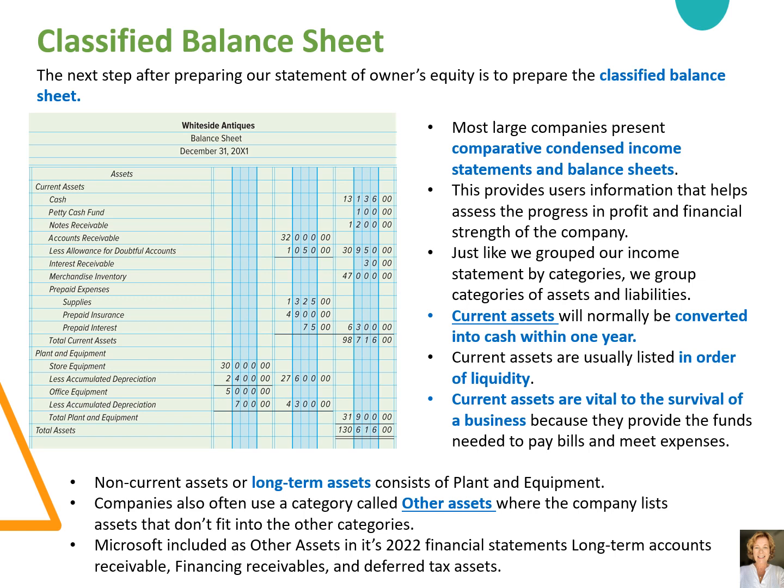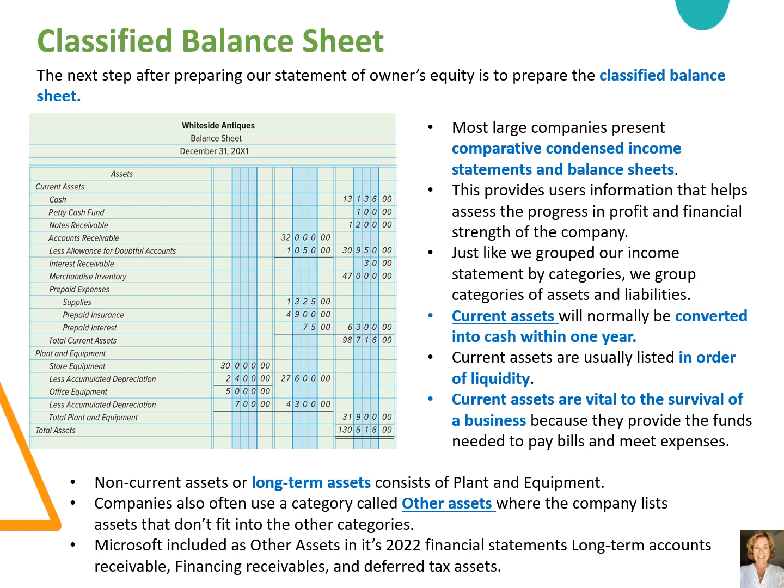Just like we grouped our income statement by categories, cost of goods sold, selling, and operating expenses, we group categories of assets and liabilities. Current assets consist of cash, items that will normally be converted into cash within 1 year, and items that will be used up within 1 year. Current assets are usually listed in order of liquidity. Liquidity is the ease with which an item can be converted into cash. Current assets are vital to the survival of a business because they provide the funds needed to pay bills and meet expenses.